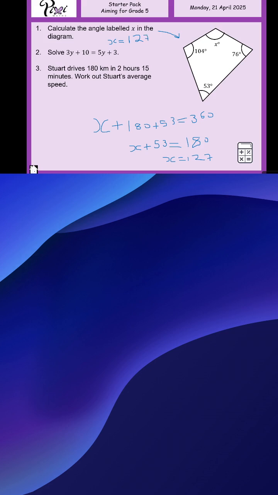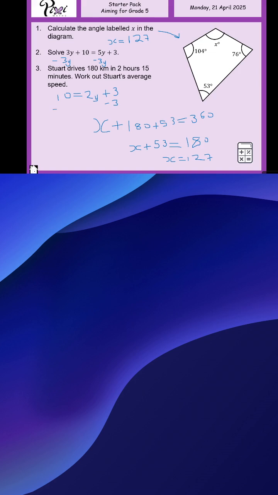Question number 2, guys. Solving an equation with unknowns on both sides. So solve 3y plus 10 equals 5y plus 3. So I'm going to subtract 3y on both sides. So we're going to have 10 is equal to 2y plus 3. I'm going to take 3 from both sides.